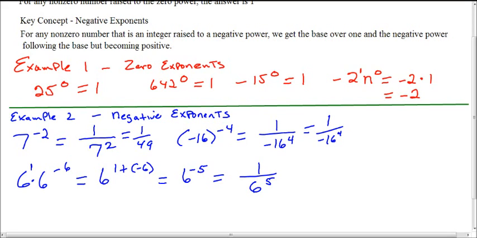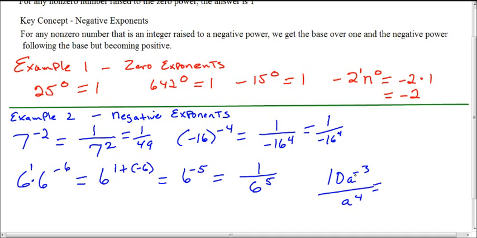Okay, I want to sneak one more in. I know you're not going to like me after this, but that's okay. Let's sneak in 10a to the negative 3rd divided by a to the 4th. Oh my, what in the world are we going to do here?